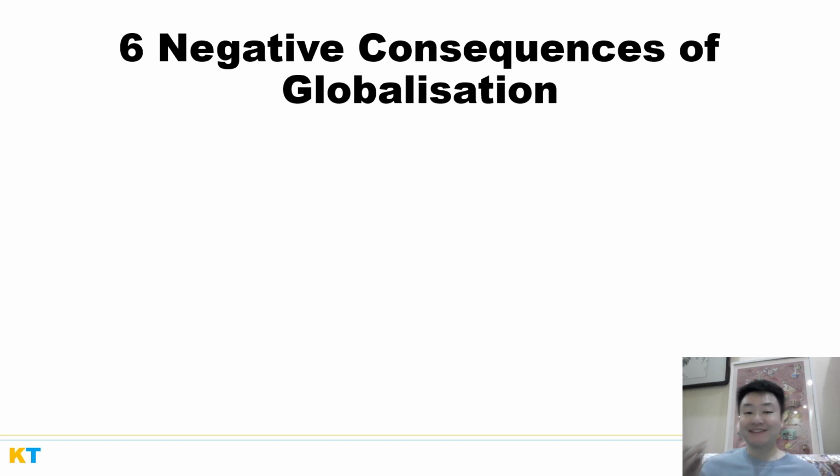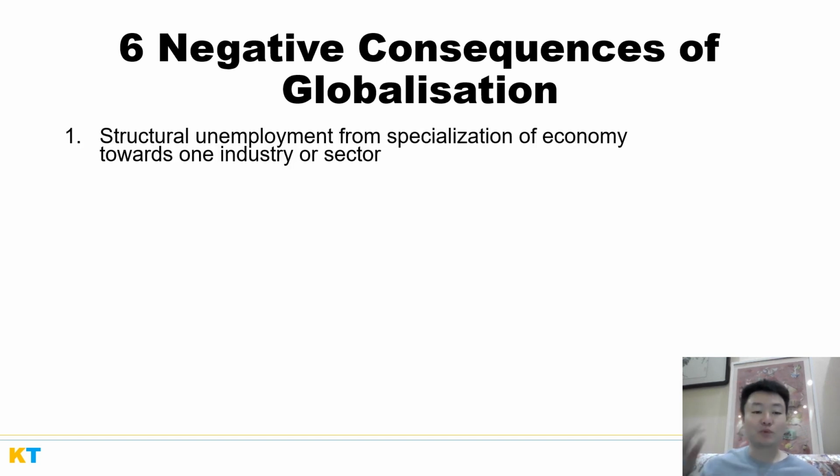Now, there are also negative consequences of globalization. And just because there are 6 doesn't mean that overall it's bad, right? So let's look at them one at a time. There's structural unemployment from specialization of economy towards one industry or sector. So imagine if the country all of a sudden started to focus all the production on 1 or 2 industries because they want to be specialized. Well, a bunch of people from other industries that are no longer thriving are going to run out of jobs and go unemployed. And it's going to take time for them to find another job, get retrained.